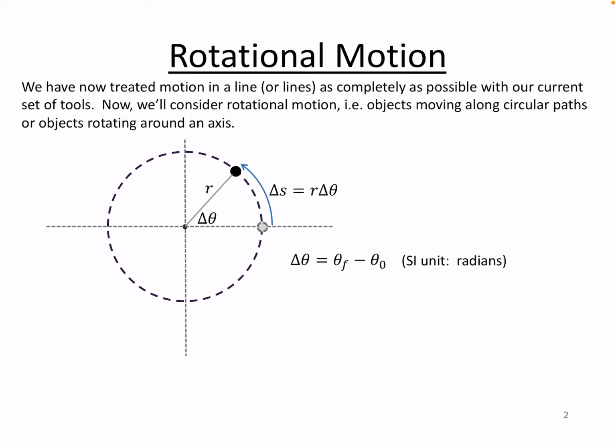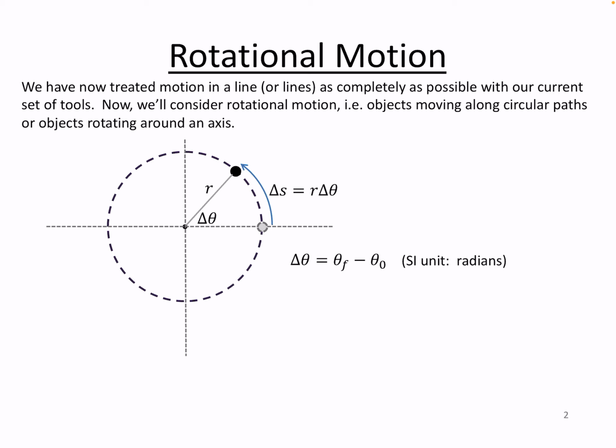Okay, so rotational motion. Before this point in the course, we've mostly talked about things moving along lines, or in the case of projectile motion, taking something that's moving along a parabola and resolving it into two 1D motion problems. In other words, two problems of things moving along lines. So now we're going to start thinking about things rotating.